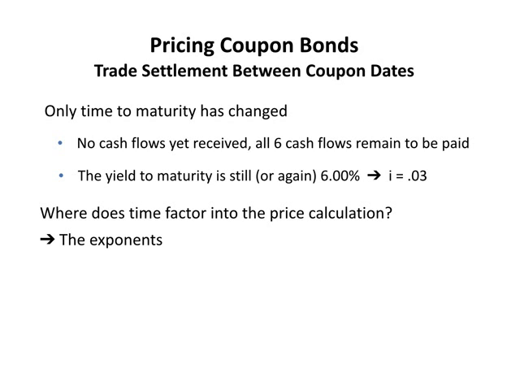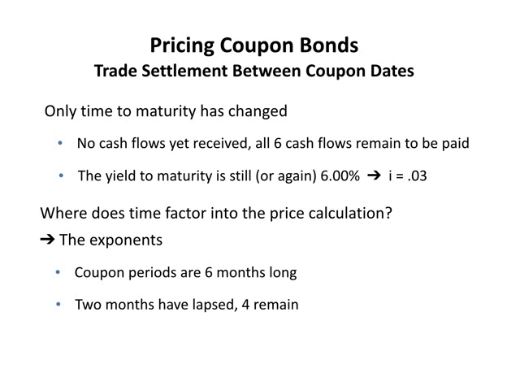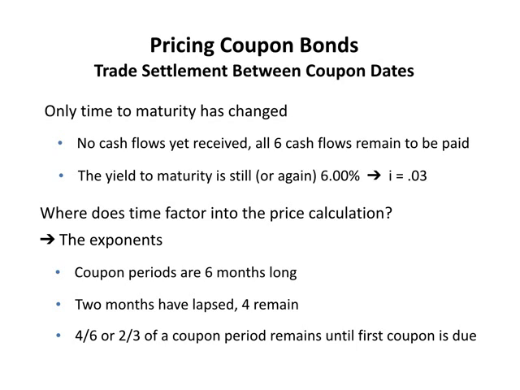Only the exponents need to be adjusted to reflect the fact that each cash flow is now 2 months nearer receipt. As there are 6 months in a coupon period for a semi-annual pay bond, there would be 4/6, or reducing to the lowest common denominator, 2/3 of a coupon period remaining until the first coupon payment is due.